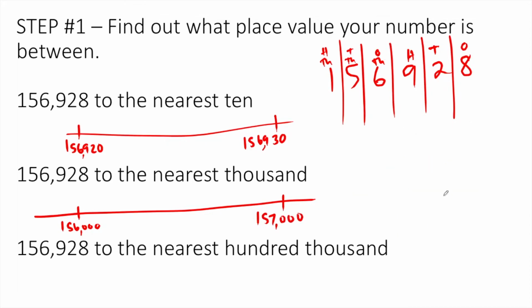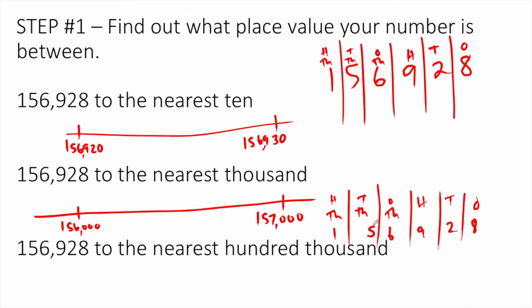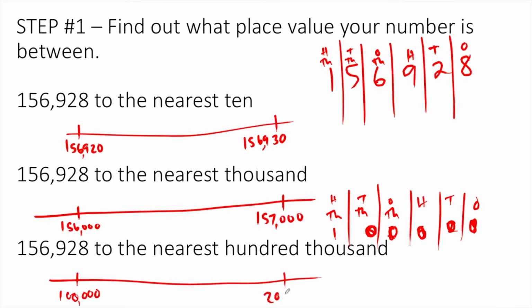Now let's try it to the nearest 100,000. Same work. This time it's a little bit funny because I'm going to draw my place value chart all the way to the 100,000s. It's already there, right? When I bring that down, just 100,000. But this part turning to zeros shows me that it's between 100,000 and 200,000.